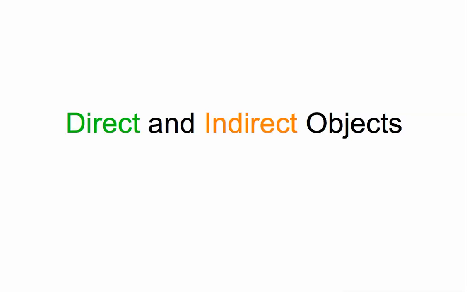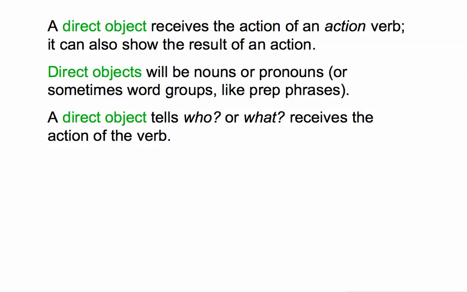In this lesson, you will learn how to identify direct and indirect objects. A direct object receives the action of an action verb. It can also show the result of an action.